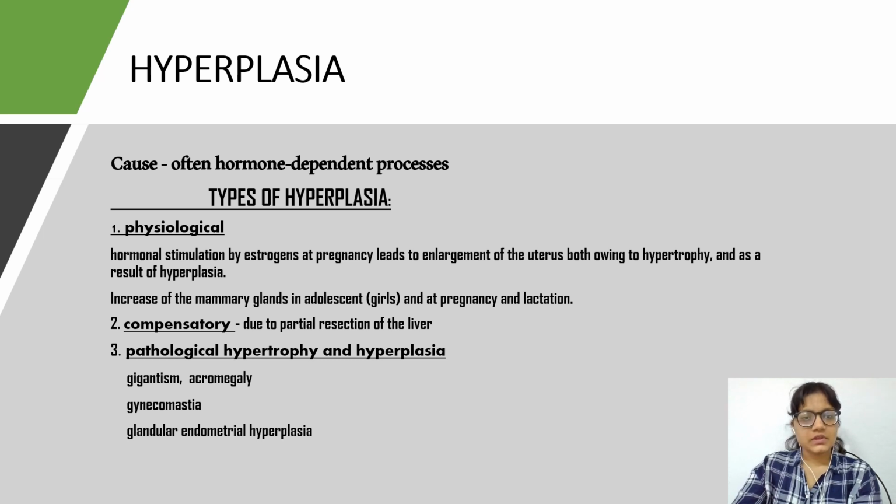An example is hormone stimulation by estrogens at pregnancy, which leads to enlargement of the uterus, both owing to hypertrophy as well as a result of hyperplasia. The second example is the increase of mammary glands in adolescent girls and also at pregnancy and lactation. The second type is compensatory, which is due to partial resection of the liver. The third is pathological hypertrophy and hyperplasia. The examples include gigantism, acromegaly, gynecomastia, and glandular endometrial hyperplasia.